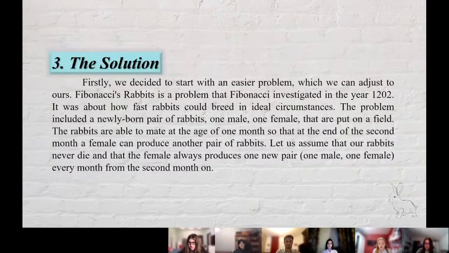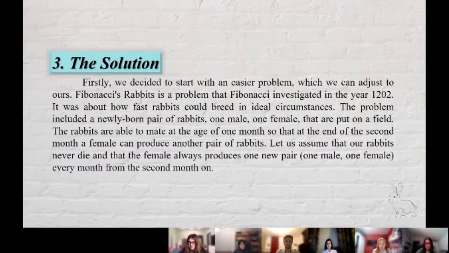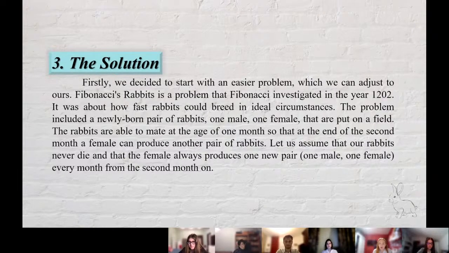Thank you, Ioana. We shall start with the solution. At first, we decided to start with an easier problem, which we later adjusted to ours. Fibonacci's rabbit is a problem that Fibonacci investigated. It was about how fast rabbits could breed in ideal circumstances. The problem included a newly born pair of rabbits, one male and one female, that are put on a field. The rabbits are able to mate at the age of 1 month, so that at the end of the second month, a female can produce another pair of rabbits, one male and one female. Let us assume that our rabbits never die and that the female always produces one new pair every month from the second month on.